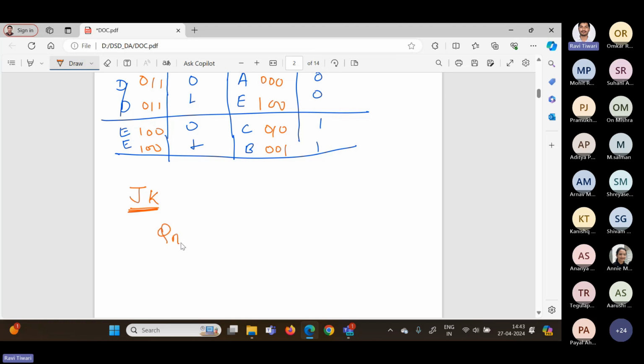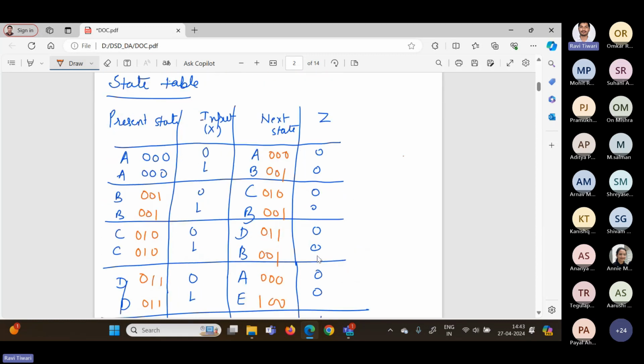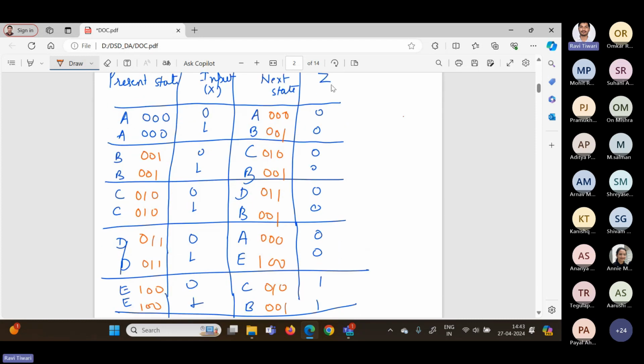So the transition table of JK flip-flop, I am writing it here. Qn and J and K. So this is 0 0 1 1 0 1 0 1. This is 0 1 don't care 0 1 don't care. So this is the transition table, the excitation table of JK flip-flop that we have to use to find out the values. So what value we need to find out here?